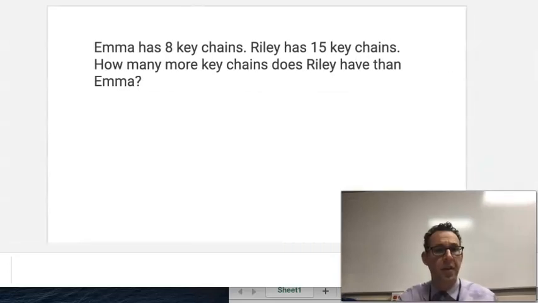What about this one? Emma has 8 keychains. Riley has 15 keychains. How many more keychains does Riley have? Oh, there's that key word again. How many more? It tells us to subtract. 15 minus 8 is 7. Riley has 7 more than Emma.